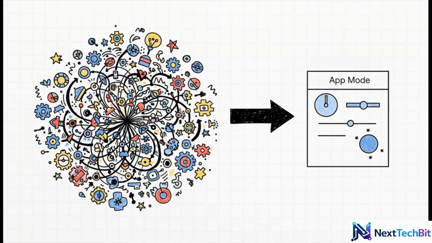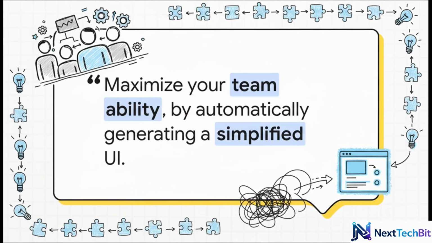And now for the magic trick. That super complex, tangled web of nodes, it can be automatically packaged into a simplified app mode. All the messy, complicated stuff just disappears. And it leaves the rest of your team with a clean, simple interface. Just the essential sliders and buttons they need. Your expert builds the engine, the entire team gets to drive the car. The whole idea is captured perfectly in this quote. Maximize your team ability. You see, this isn't about creating some niche tool for one expert. It's about empowering your entire creative department by turning these custom-built processes into simple, scalable tools that anyone can use.